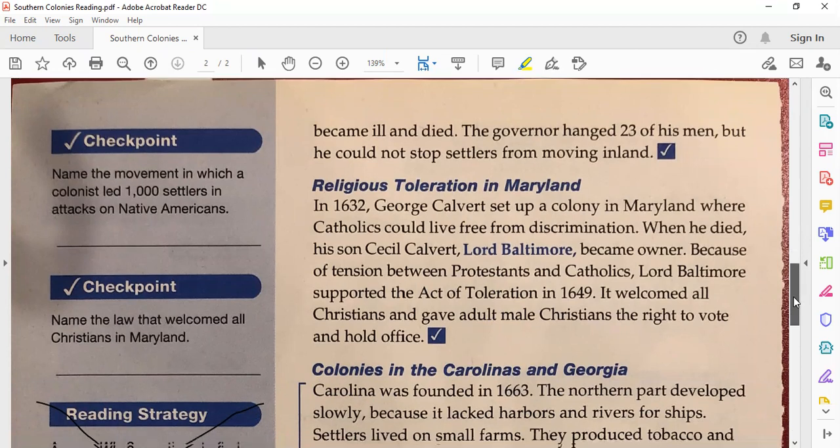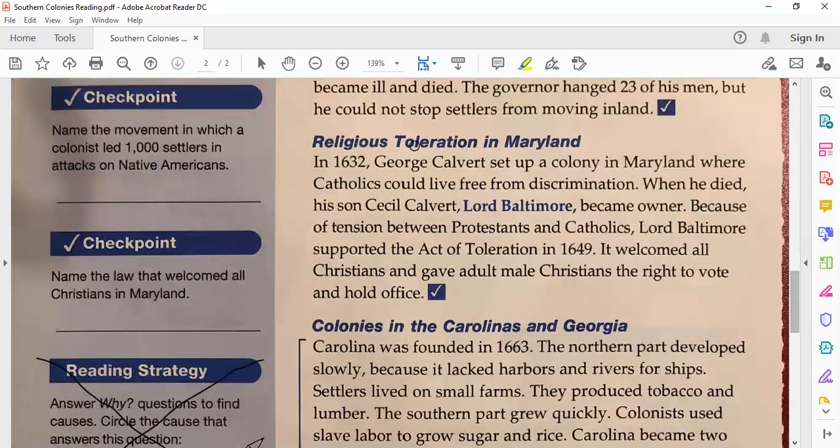And that's going to be common for a long time. Religious toleration in Maryland. And toleration means acceptance, okay? In 1632, George Calvert set up a colony in Maryland where Catholics could live free of discrimination, because in England, Catholicism was not accepted because the Church of England was at that time Protestant. So there's two denominations of Christianity.